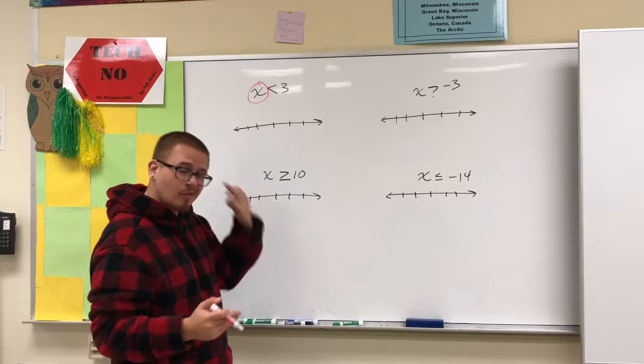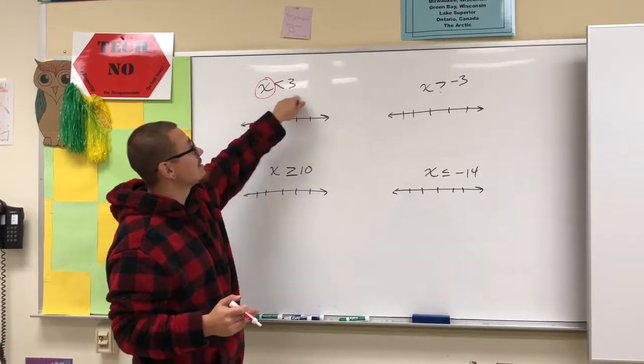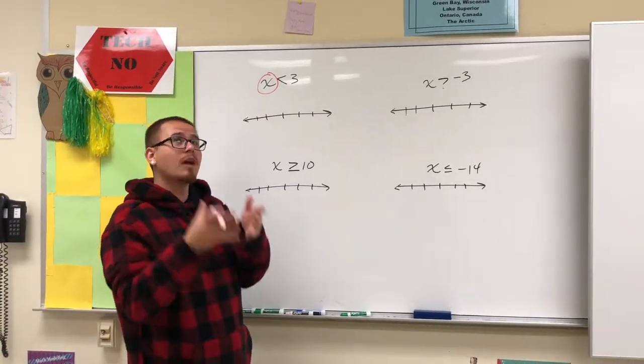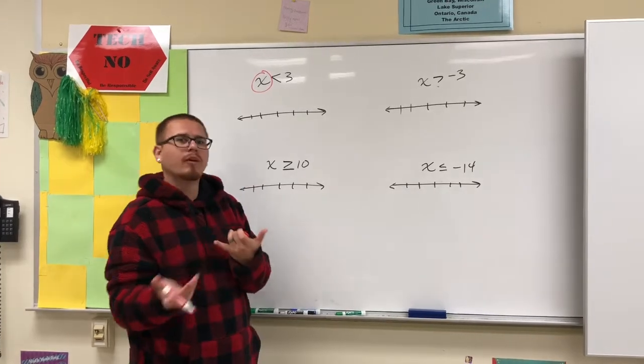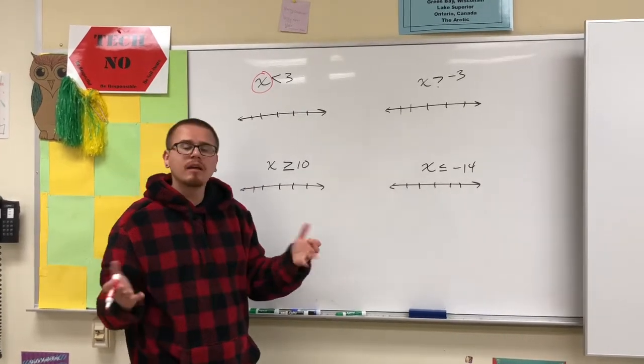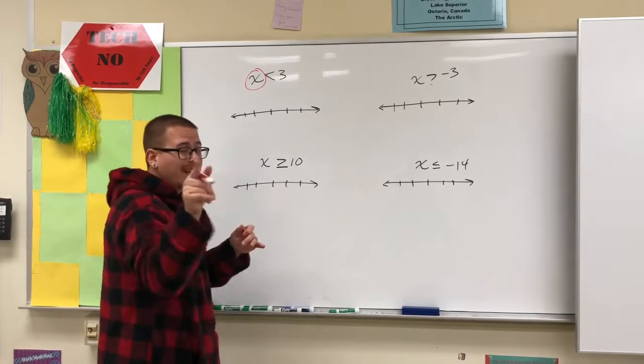So for this one, we read it out loud. I always like to talk to myself, I'm a little crazy. We got x is less than 3. What that means is all numbers that are less than 3 work. So 2.9, 2.8, negative a million. Anything under 3 works, but not 3.